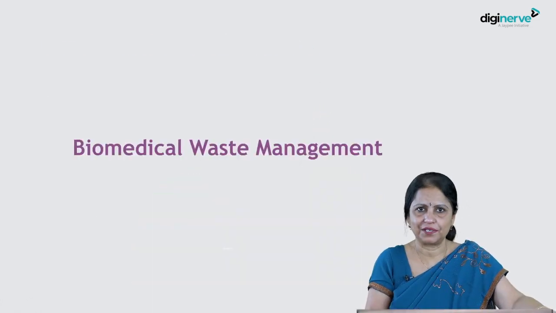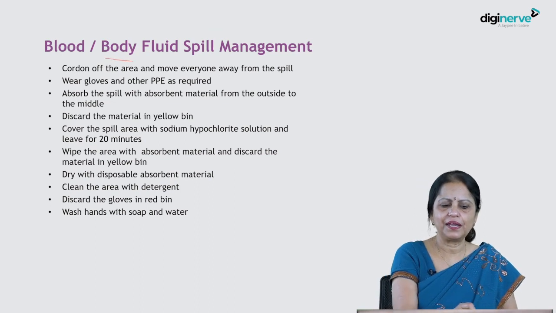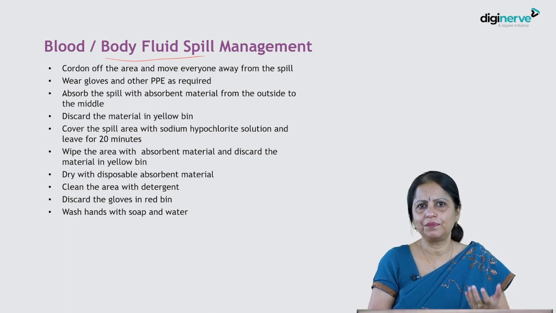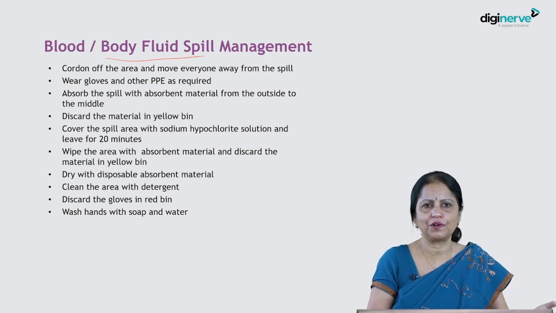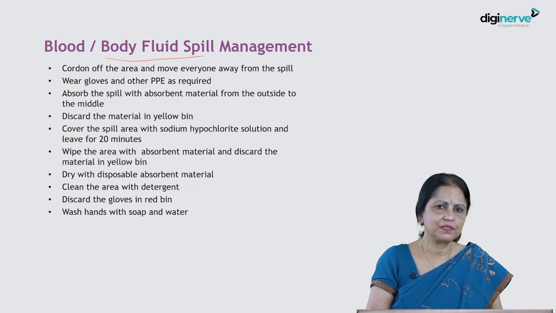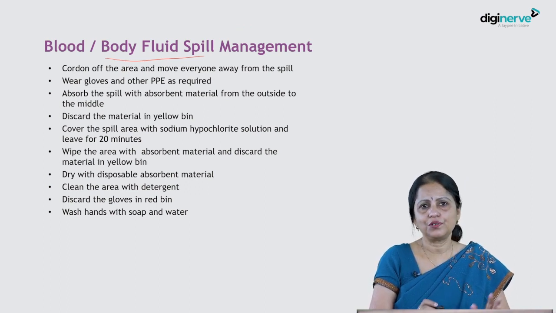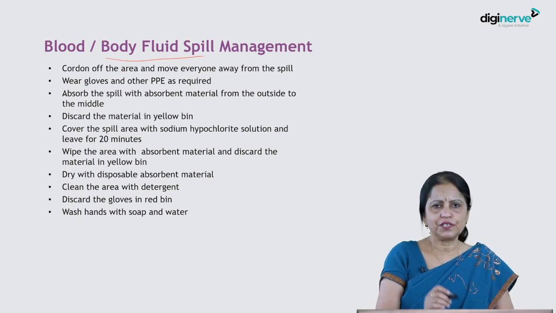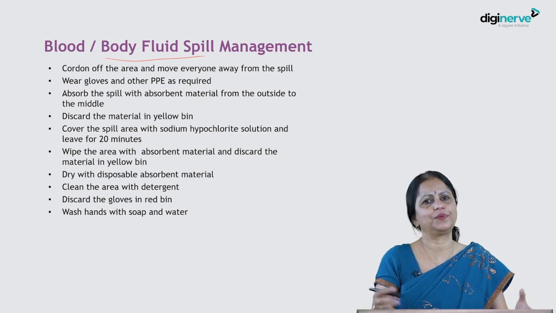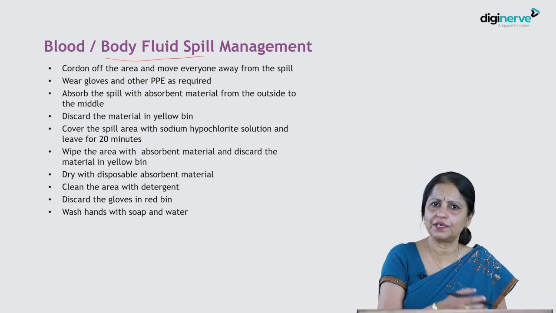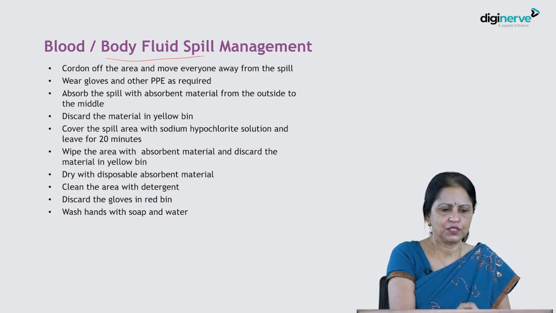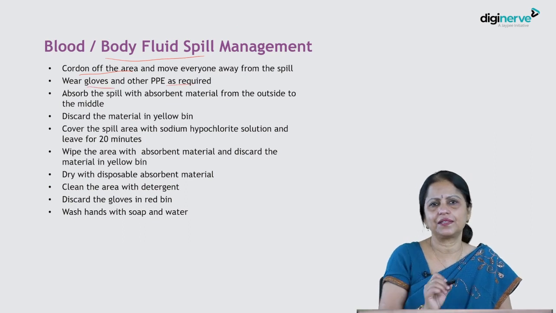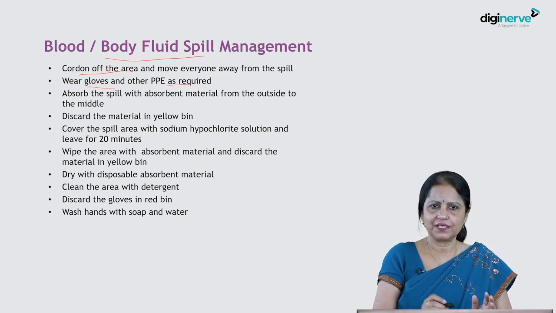So biomedical waste management. I'll start with first blood or body fluid spill management, because blood, body fluid being liquid, they sometimes spill over onto surfaces, say on tables or on floors. So how should that be managed? Because they are potential sources of infection spread. So first of all, the area where spill has happened should be cordoned off so that people do not come in and step on that and spread it further. So cordon off the area. Then the person who is going to handle this should wear gloves and other PPE as required.